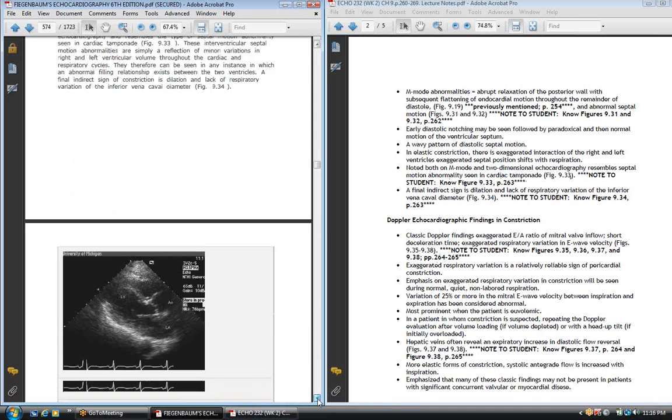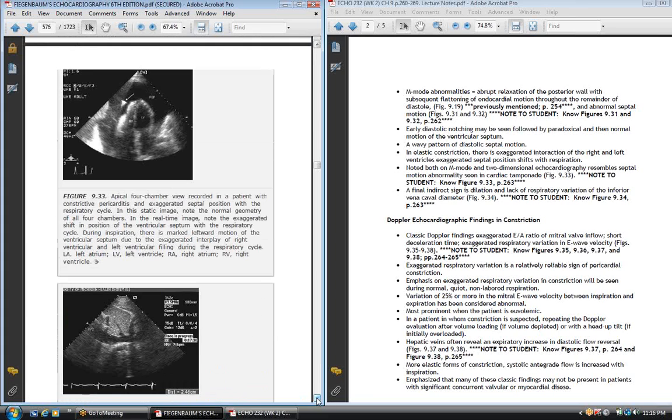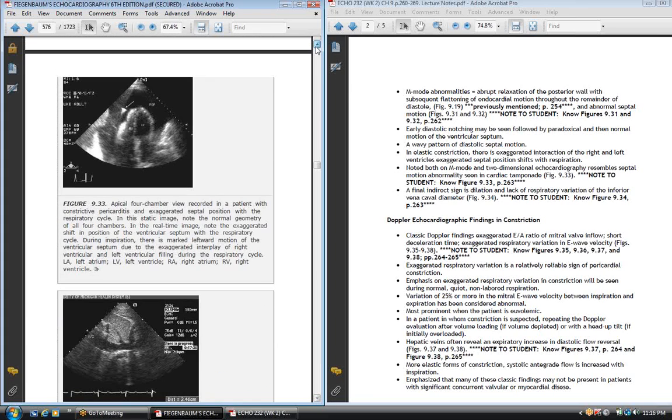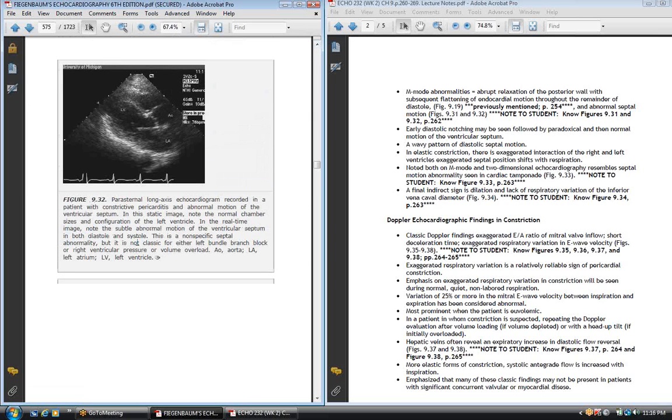Let's talk about figure 9-32, sorry. This is a patient with constrictive pericarditis. This is a long axis view. In the real-time image, which obviously you can't see at this point, you would be looking at the subtle abnormal motion of the ventricular septum in both diastole and systole.